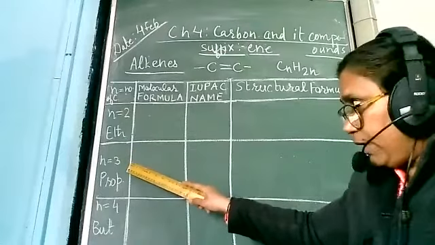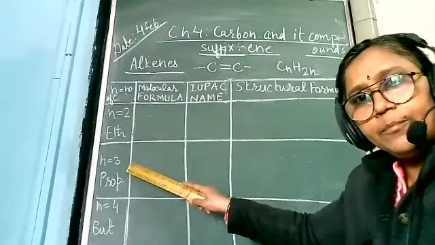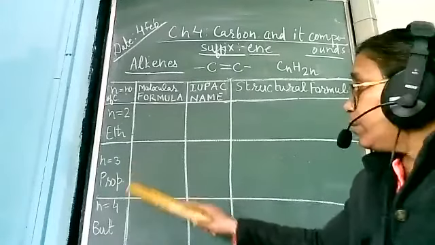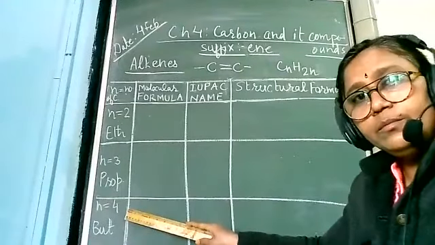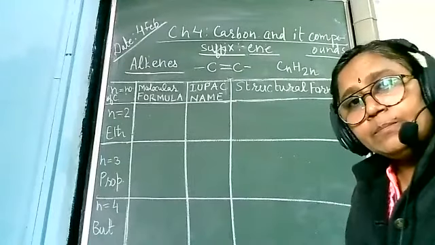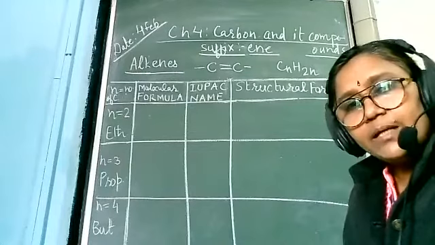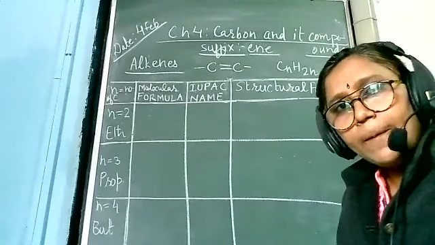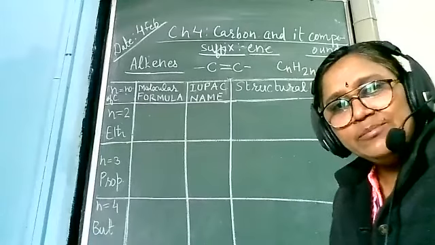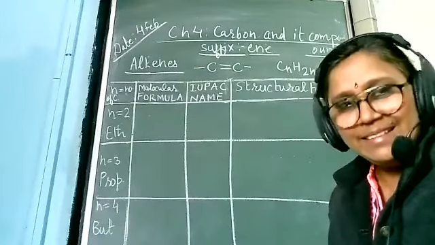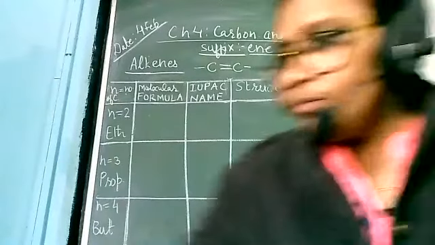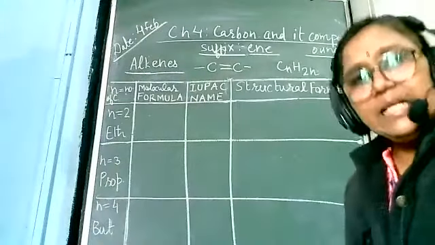If n is equal to 3, what will be the name? Propene, right? Very good. Similarly, n is equal to 4, butene. N is equal to 5 will be pentene. N is equal to 6, hexene. N is equal to 7, heptene. Okay? Yes, clear. Very good. Right. So we are going to start with these alkenes now.